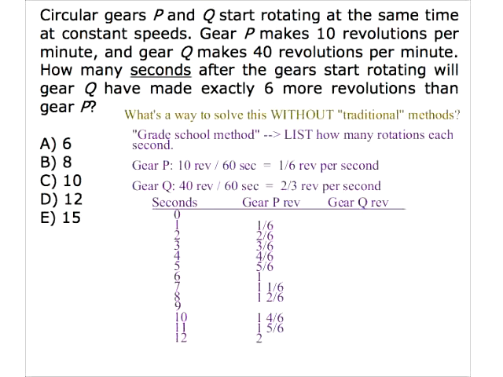Yeah. And then this. And then gear Q revolutions, you could put that as 4/6, so that's easier to look at. 1 and 2/6 is 1 1/3, and then 2. That's off again. So let's move those down.